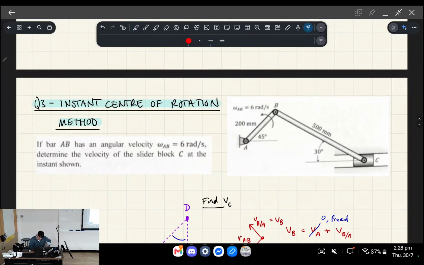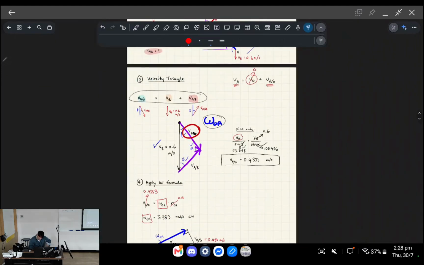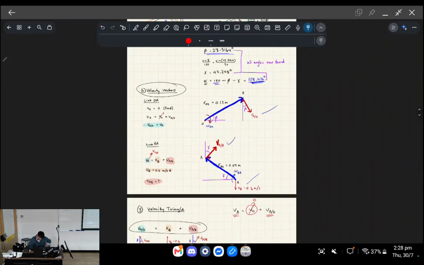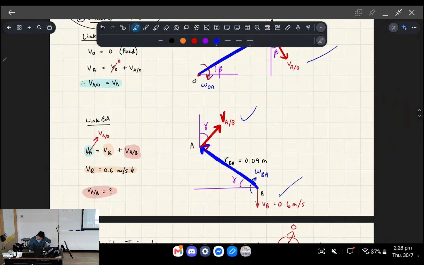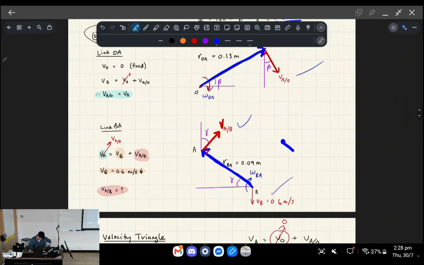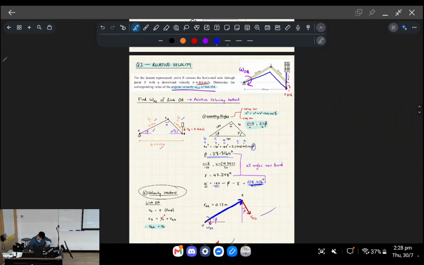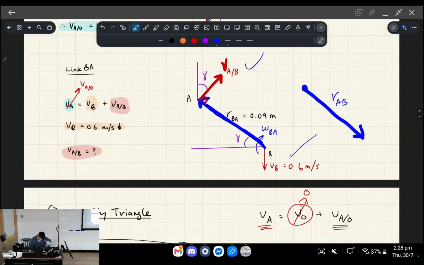If a bar AB, so this is the bar, has an angle. Oh, sorry. You know what? The other thing I didn't do is I didn't tell you what happens if you cast this link the other way. Okay, so if you cast this link the other way, what you'll get is something like this, right? So this will be instead RAB, okay? And then you'll get this, omega AB, right? And then this, you just pretend it's not moving, right?